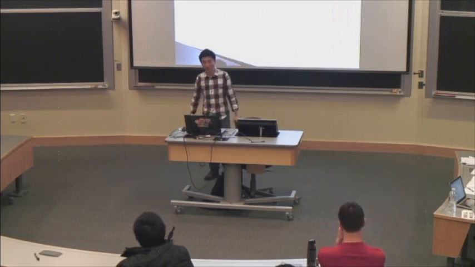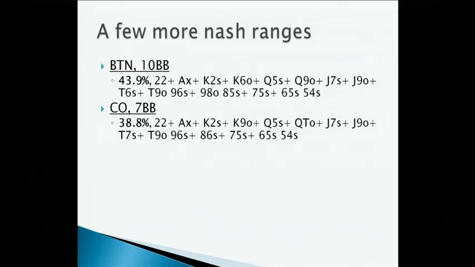So here's another data point. Cutoff, 7 big blinds. It's 38.8%. Notice that in this situation compared to the first one, you're one position worse because you're cutoff instead of button, but you're risking a lot less. You only have 7 big blinds, but the percentage is still going down. I think I said this first class as well, position matters a lot more than the number of big blinds. Even though you're risking a lot more as you have more big blinds, it's also harder to get called. If I go all in for 10 big blinds, they're going to fold a lot more than if I go all in for 7 big blinds. That's why position matters a lot more than how many bets.